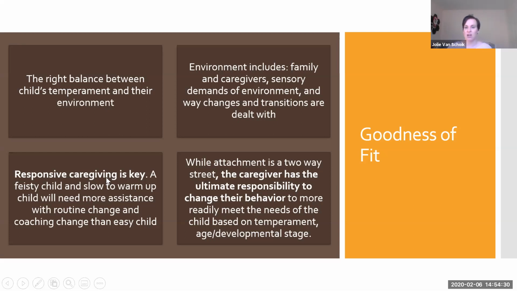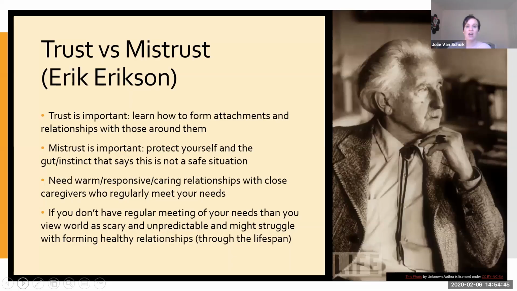So a feisty child and a slow to warm up child are going to need two different things from their caregivers, as far as routines, as far as change, as far as their classroom, as far as activities, and within a family as well. So we have the ultimate responsibility to change in order to meet the needs of the child.